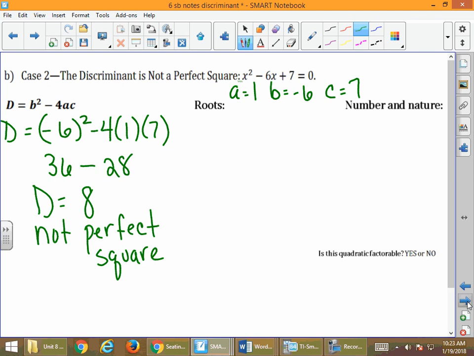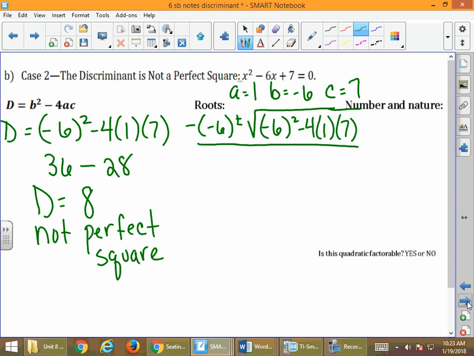Well, now that we've determined that, let's look and see what kind of roots we are going to get. So we fill in the quadratic formula. -b plus or minus the square root of b squared minus 4 times a times c, which should look familiar to us, all divided by 2 times a. And I'm squeezing it in, and you probably are too.